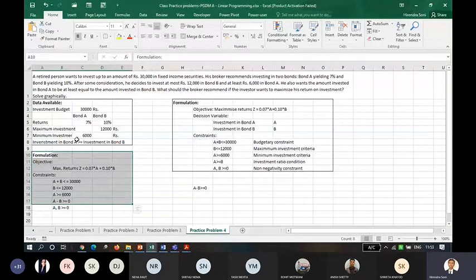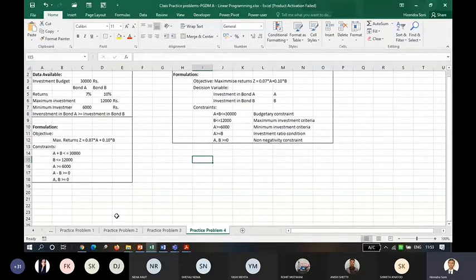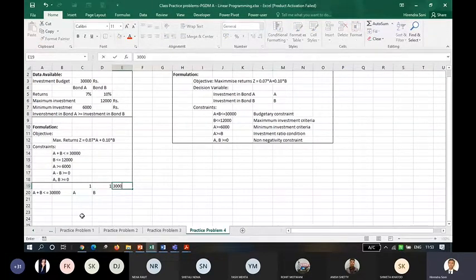Are we fine up to this? Yes, sir. Now the next thing is to get coordinates for these, correct? So let us take the first equation. We'll put it here. For that, this will be A, this will be B. My coefficients for A and B would be 1, 1. Here it would be 30,000, correct?